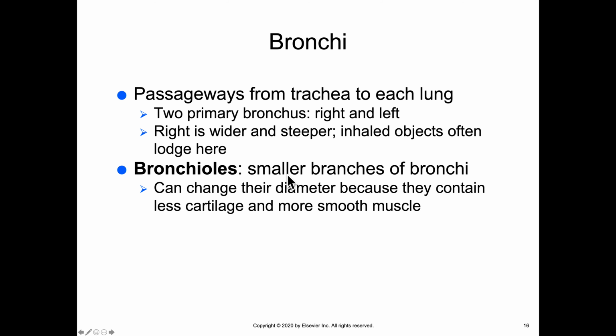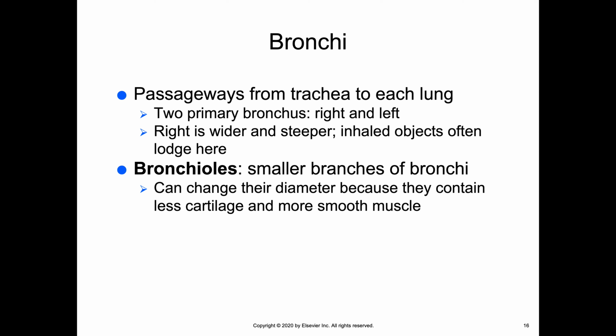The bronchioles are smaller branches of the bronchi. They change their diameter because they contain less cartilage and more smooth muscle. Bronchodilation and bronchoconstriction allow for more and less airflow. If you bronchodilate, then you're going to allow more air to come in. Bronchoconstrict, you allow less air to come in.